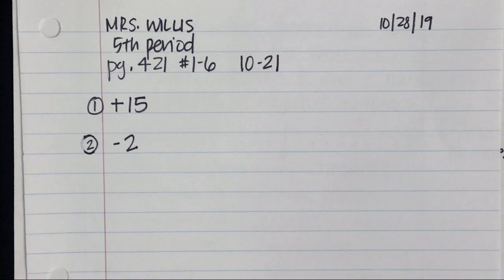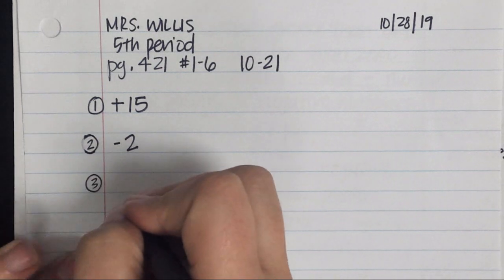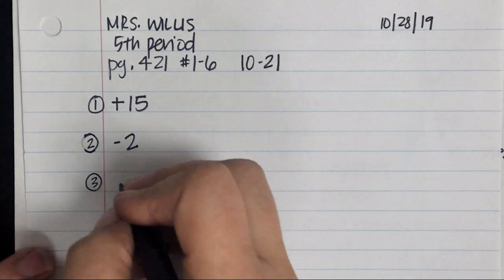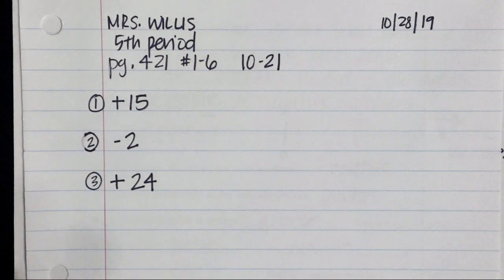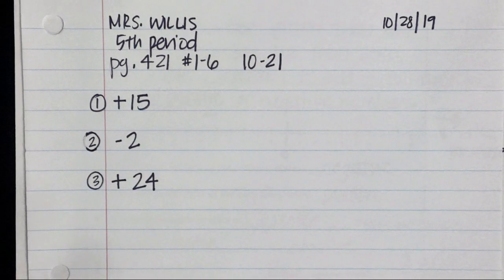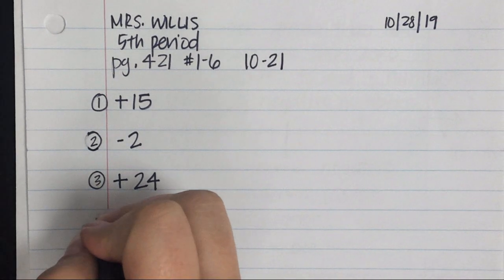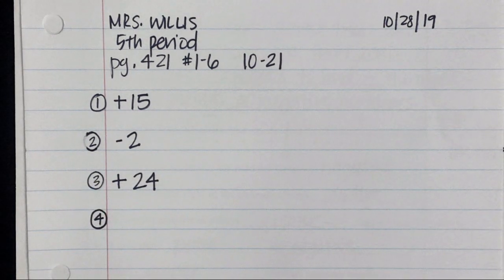Okay, number 3. Read that one for me. Anderson saved $24 in a month. And that would be positive 24. Absolutely. If he saved $24 in 1 month, that's a positive 24. He has $24 more in his account or his piggy bank than he did before. All right, and number 4. Somebody read that one for me.